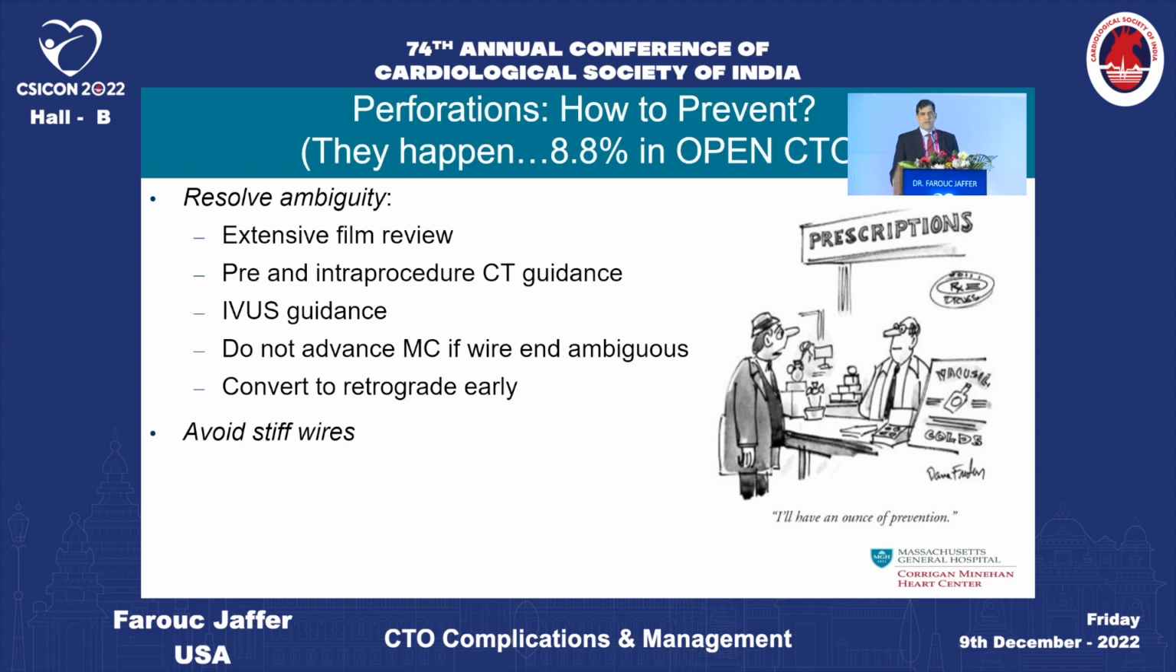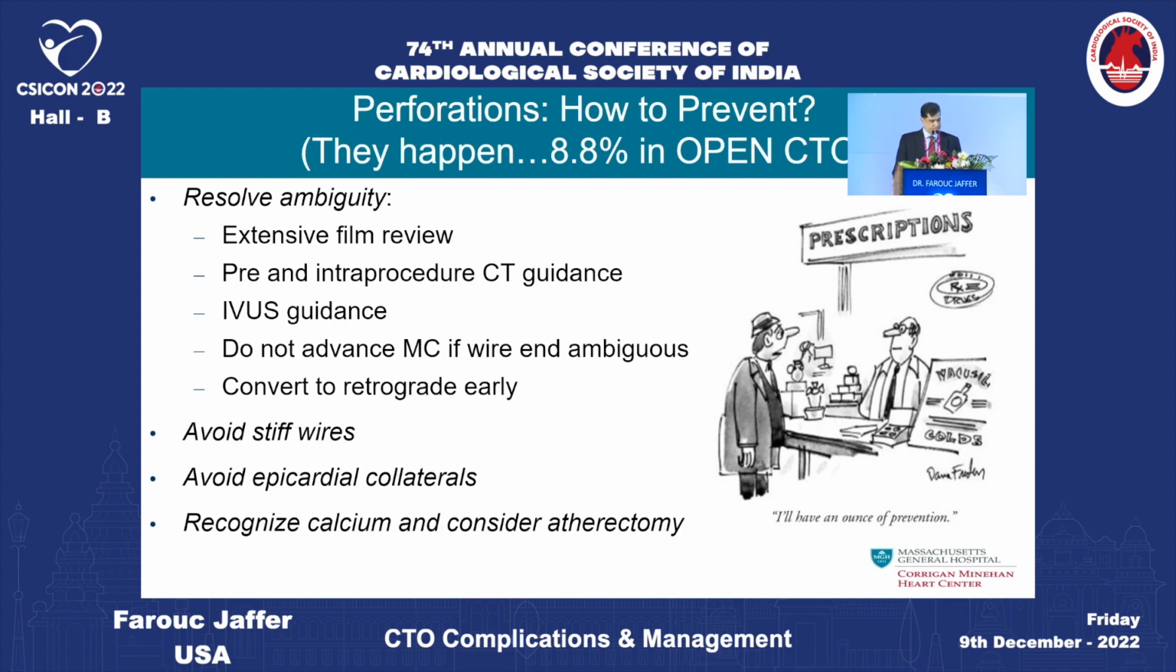Avoiding stiff wires is something that has been increasingly important for me as I've evolved over the last few years. Using stiff wires is now a very focused and directed application. I much prefer to use knuckleable wires, jacketed wires, when I have questions of ambiguity. Avoiding epicardial collaterals: these can be approached, but really should be de-emphasized, particularly in first-time attempts, unless the patient's been extremely counseled. Recognize calcium and consider atherectomy, another important aspect, even in the subintimal space.